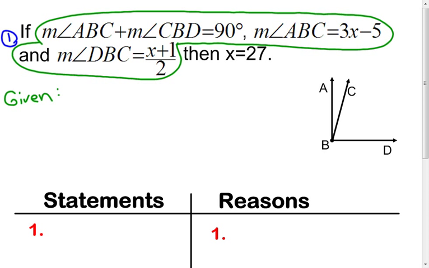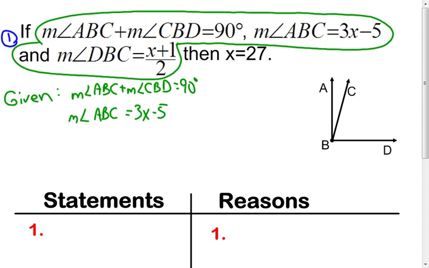So my first given piece of information is the measure of angle ABC plus the measure of angle CBD equals 90 degrees. There's one. I have another piece of given information. It tells us that the measure of angle ABC equals 3x minus 5. It also tells us the measure of angle DBC equals x plus 1 over 2.